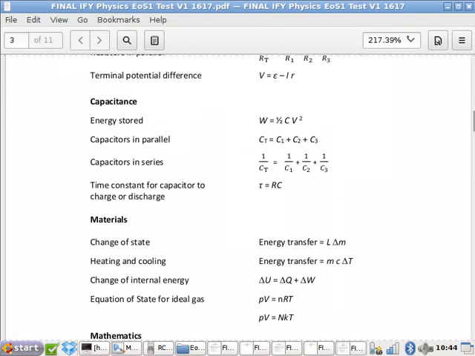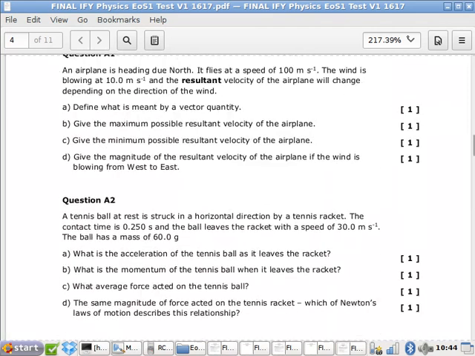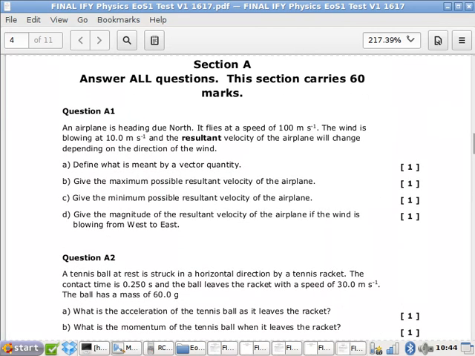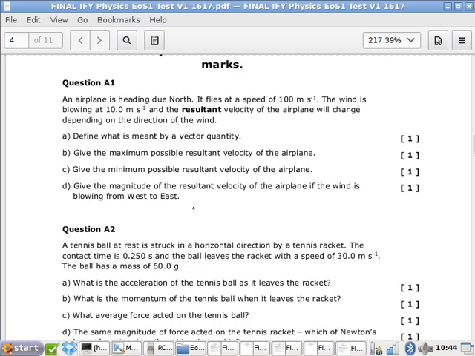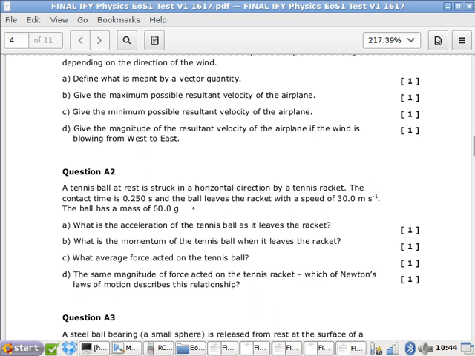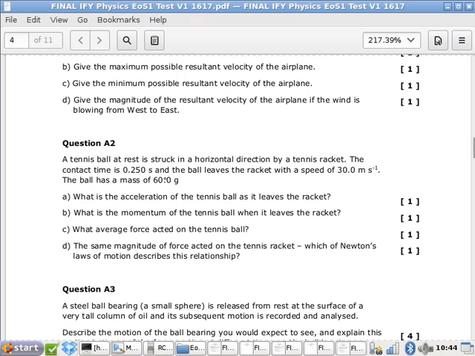That's not too bad. Let's have a look. So the first one is... No, before you freak out, the first one is all just about vectors. What is a vector? Yeah, 1 mark. What is the magnitude? The first one has freaked me out. But these are all easy, like, what is the acceleration? So that's v minus u over t. What is the momentum? That's mv.